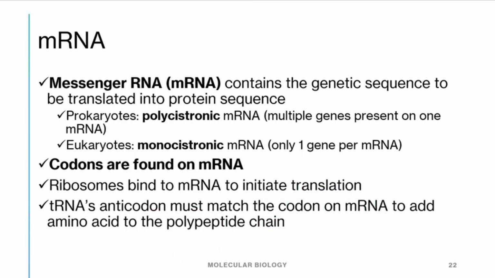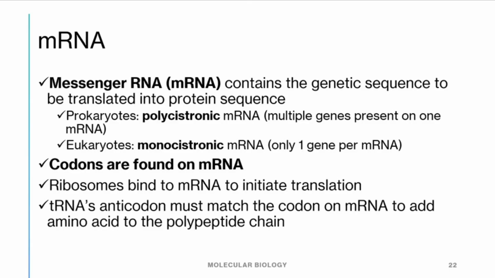The last RNA molecule we're going to be looking at is mRNA, the messenger RNA, which contains the genetic sequence to be translated into the protein sequence. As we learned in part 1, prokaryotes have a polycistronic mRNA, which means there are multiple genes present on one piece of mRNA. On the other hand, for eukaryotes, the mRNAs are monocistronic, so there is only one gene on each mRNA molecule.